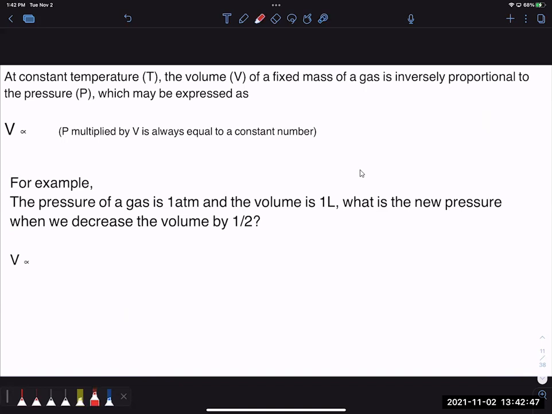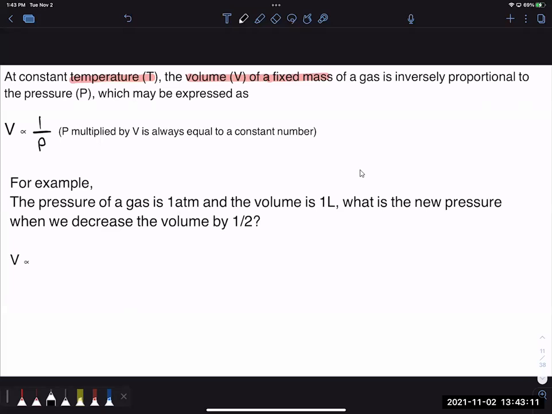So again, we have constant temperature, volume, and fixed mass, and volume is inversely proportional to the pressure. So V is proportional to 1 over P. For example, the pressure of a gas is 1 atmosphere, and the volume is 1 liter. What is the new pressure when we decrease the volume by half?